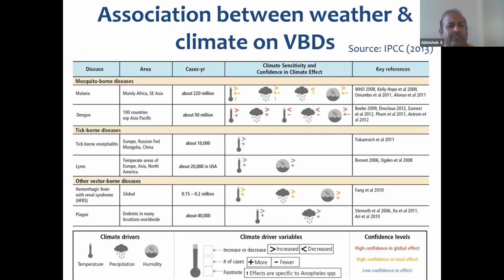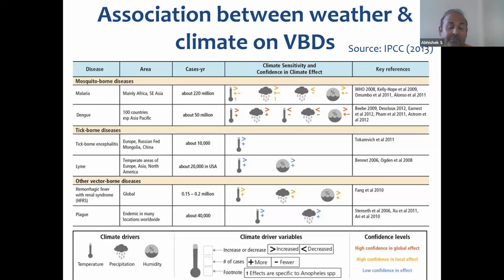Just giving you a look at the different kinds of diseases. I will not go into great detail, but the slides tell us about different kinds of mosquito-borne diseases, tick-borne diseases, and other vector-borne diseases, how they are proliferating, and their geographic locations. You have malaria, mainly in Africa and Southeast Asia as well as Southern Asia. The cases per year have surpassed 220 million, that means 22 crores, among different populations in these areas, and they are on the increase due to climate change effects.